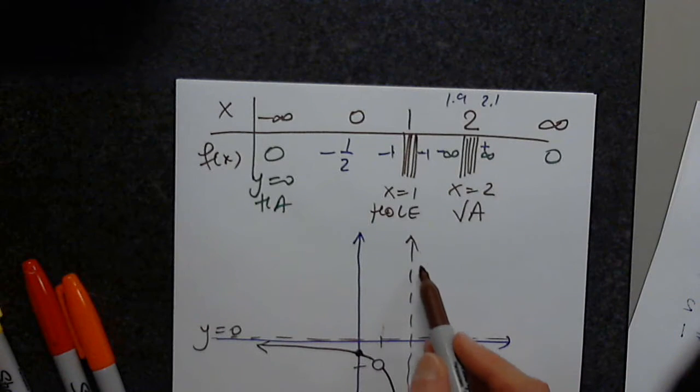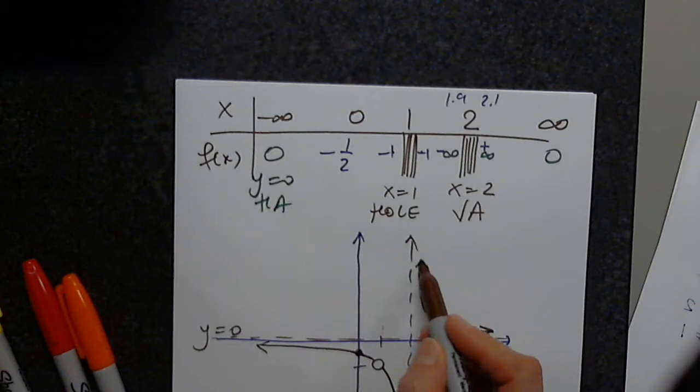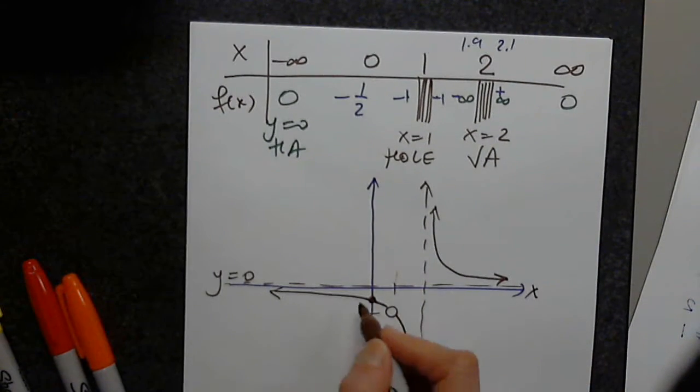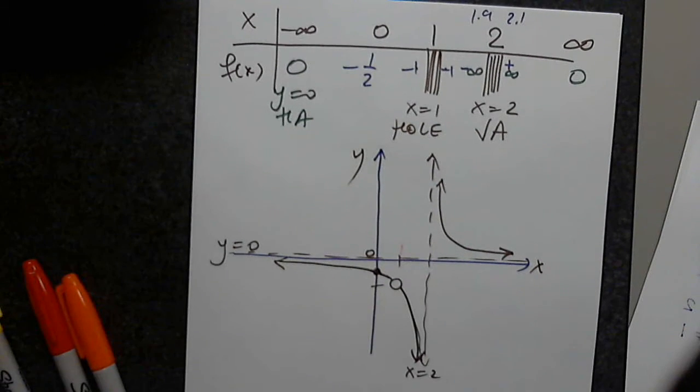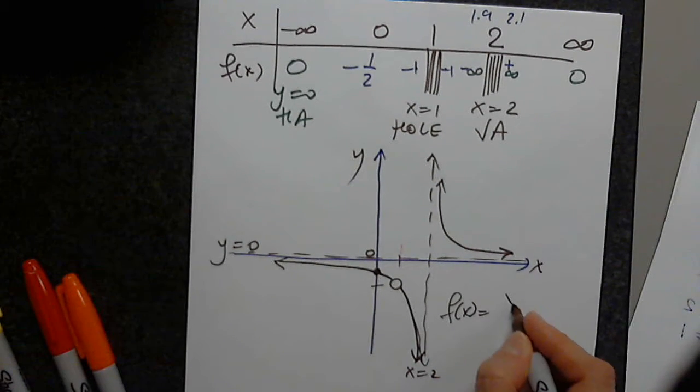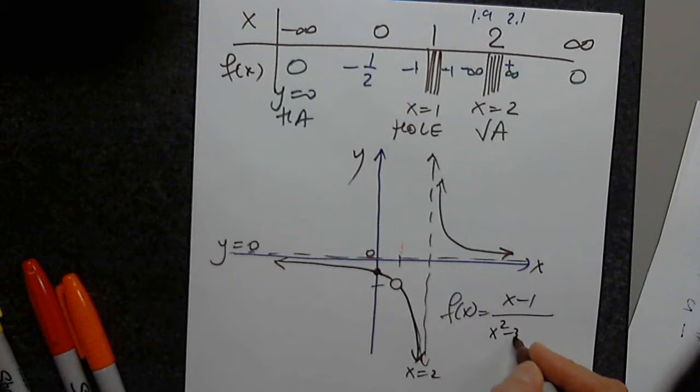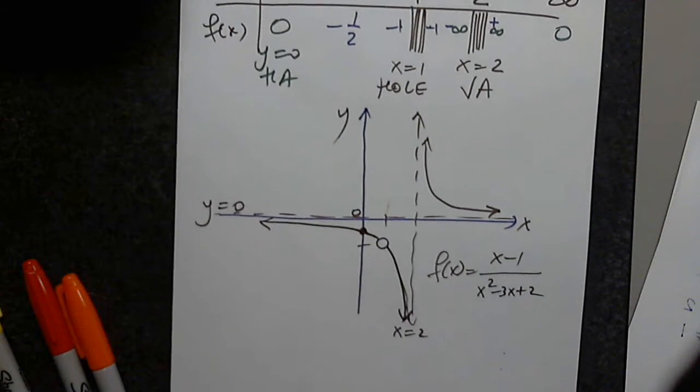And on the other side, very clear. So this is the function f of x equals x minus 1 over x squared minus 3x plus 2.